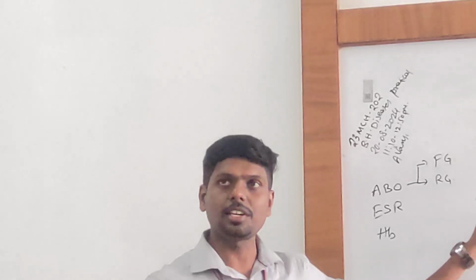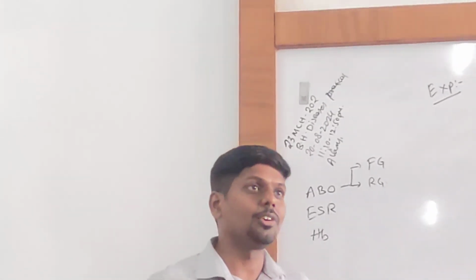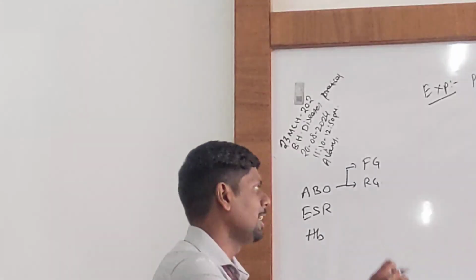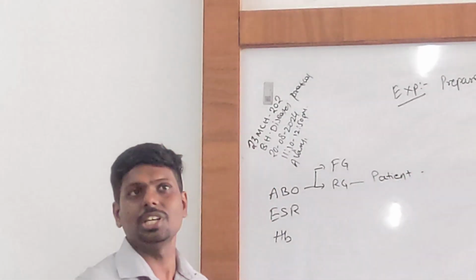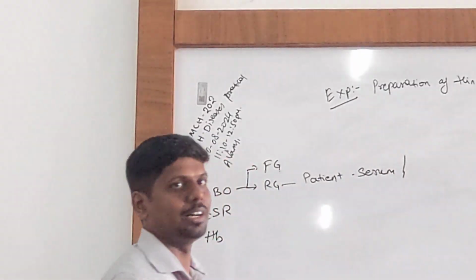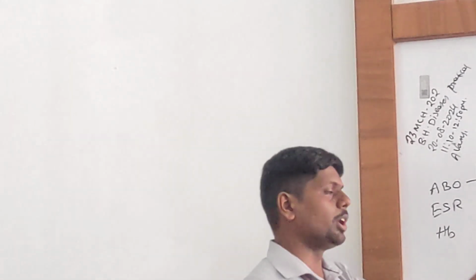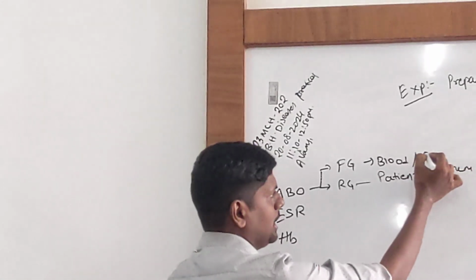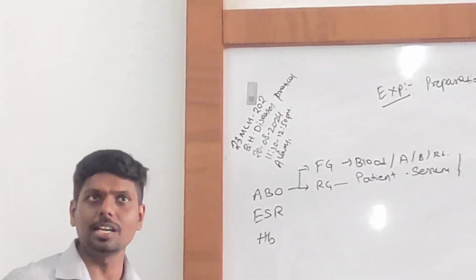So, what reagent are we taking in reverse grouping? Serum. Okay, tell me, what sample are we collecting from the patient? Serum. Very good. And what reagent are we using to detect the groups of the patient? In case of forward grouping, we are taking a blood sample and adding reagent. That reagent is anti-sera A, B and RH anti-sera. Am I correct? Yes, yes.